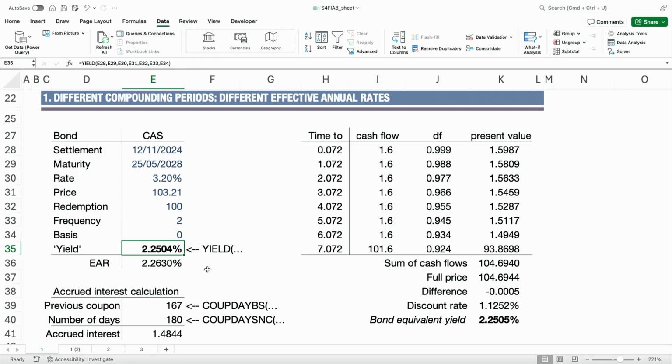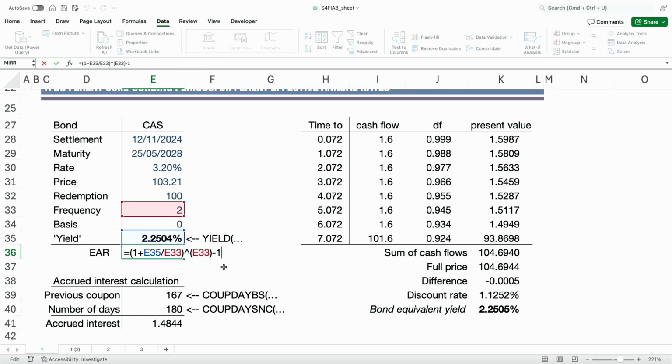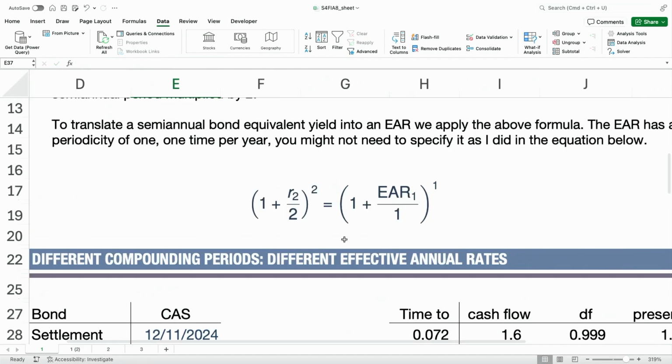If we had another bond with a coupon frequency of 1, meaning 1 coupon per year, could we compare it to our cash bond? Not if we want to draw some conclusions in terms of their yield differences, because the cash bond compounds 2 times per year, being semi-annual, whilst the other bond only 1 time per year. We need to transform the bond equivalent yield of 2.2504 into an effective annual rate. How? I've done it here in 3 different ways. Basically, applying the equation at the top of our sheet in cell E36.